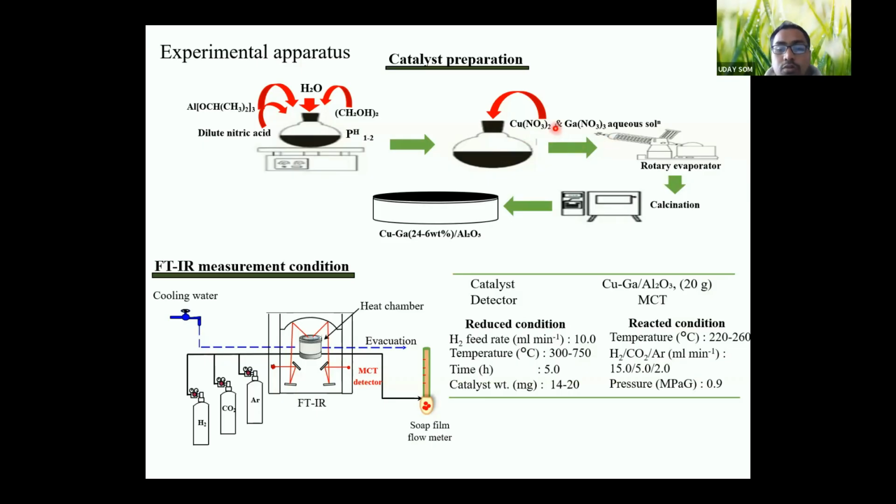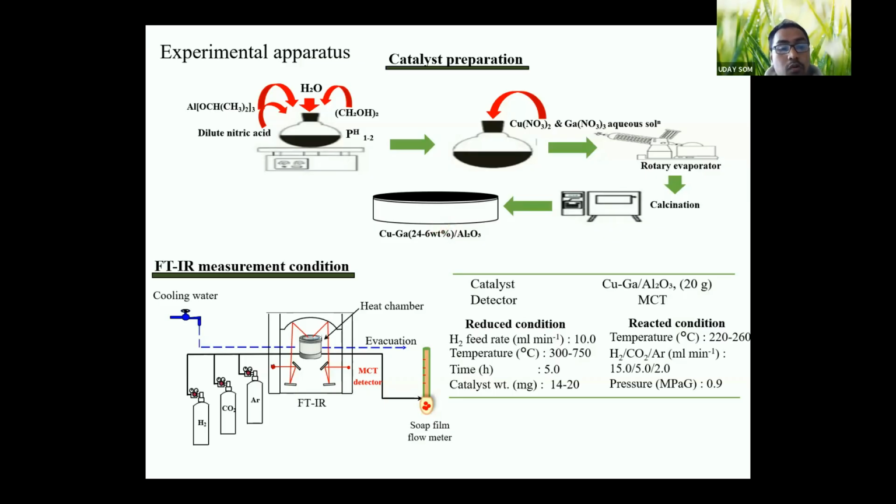The clear sol was evaporated under reduced pressure to remove the water. After that, the gel was dried at 170 degrees and then calcined at 500 degrees. The powder grain size is less than around 150 micrometers, and 20 grams of copper gallium aluminum oxide catalyst was obtained.